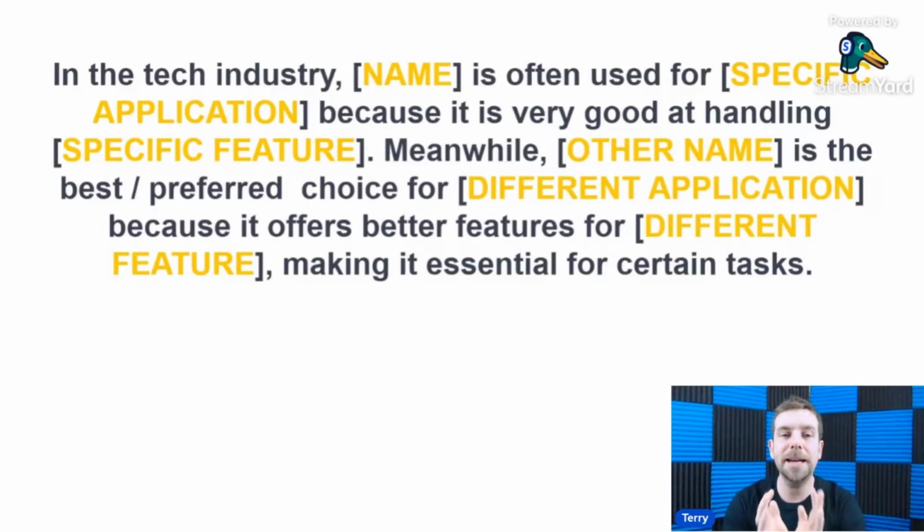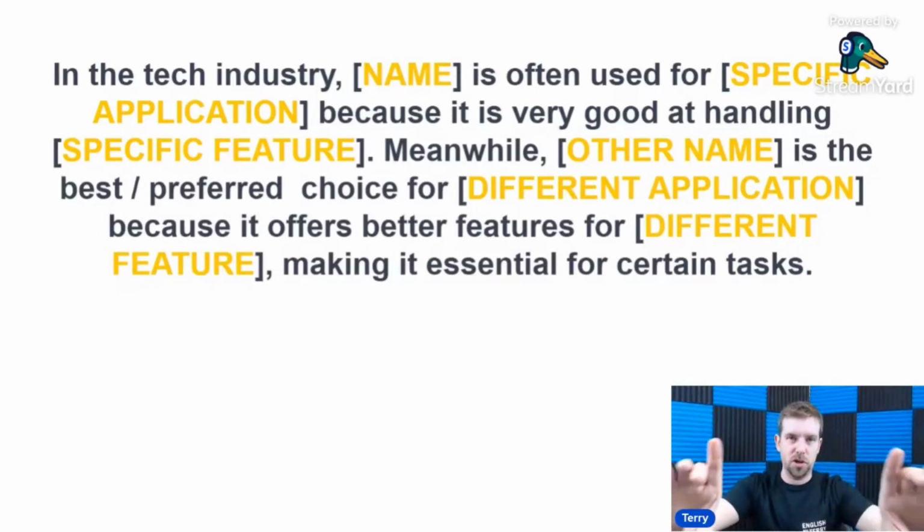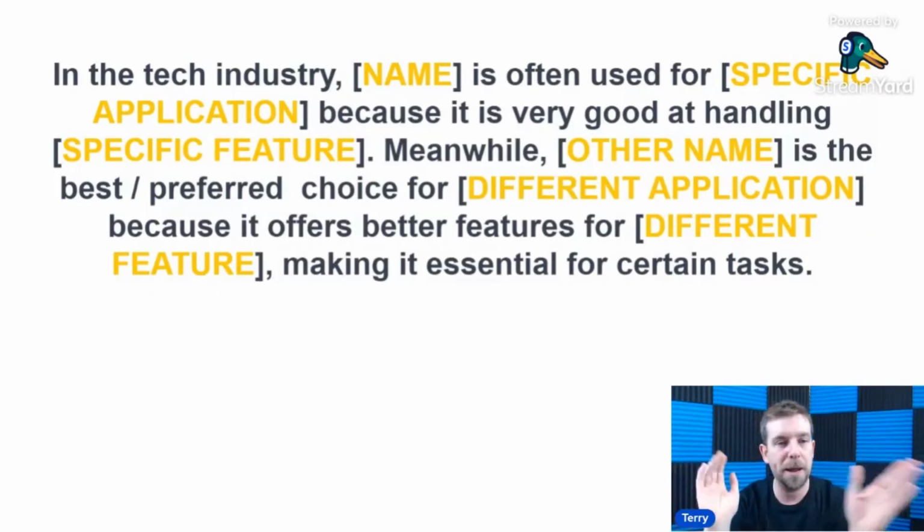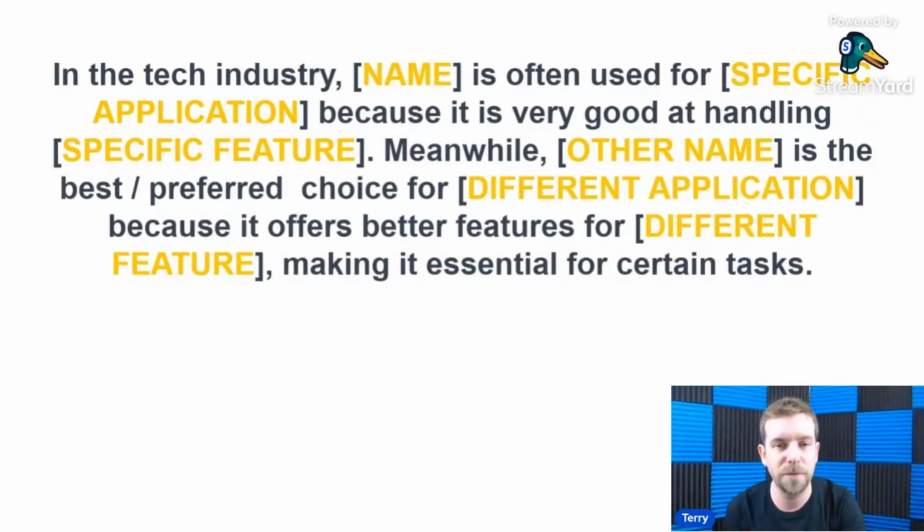So in the tech industry, again, the yellow letters are what you will replace with your answers. So I want you to take this. It's like an algorithm structure here, where you take this part and replace the words in yellow with your answers. It's often used for a specific application because it is very good at handling a specific feature. Meanwhile, the other name is the preferred choice for a different application because it offers better features. All right. So it's always confusing until we have an example.